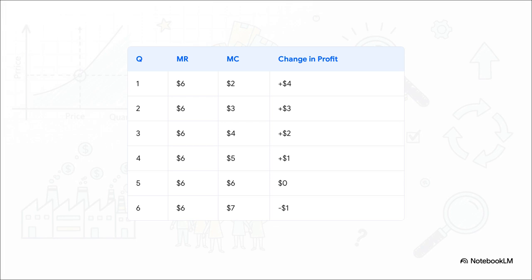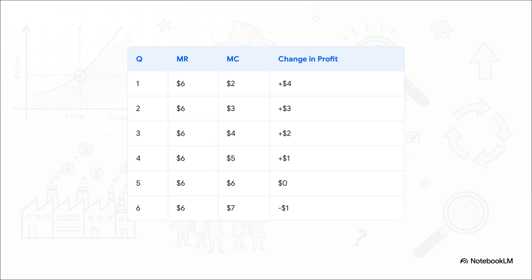Okay, look at the first gallon. MR is $6, MC is only $2. Should we make it? Absolutely. We just added $4 to our profit. How about the second gallon? MR is $6, MC is $3. Still a great deal. We make it. We keep doing this as long as the revenue from the next gallon is greater than or at least equal to the cost. At 4 gallons, we get $6 and it costs $5.